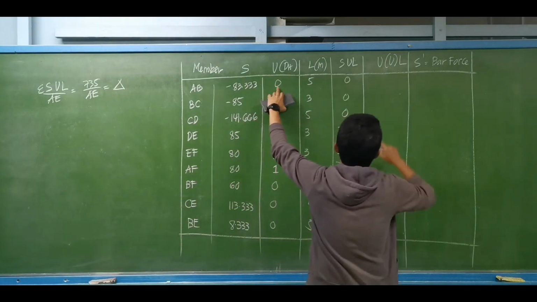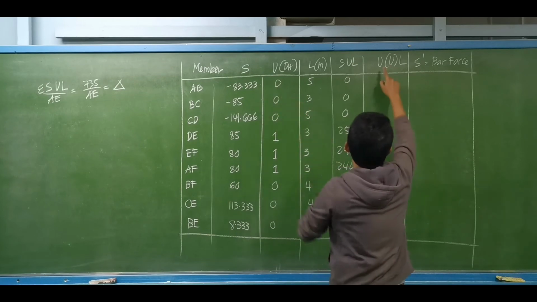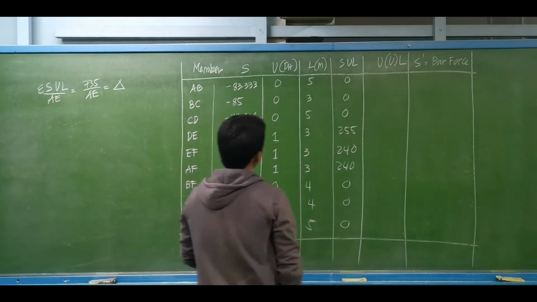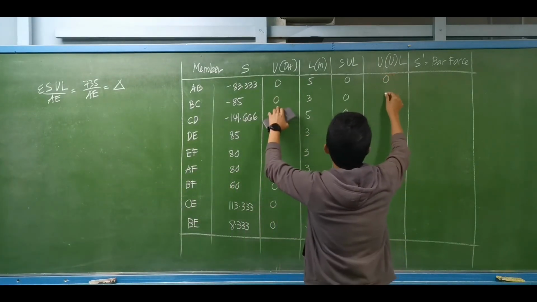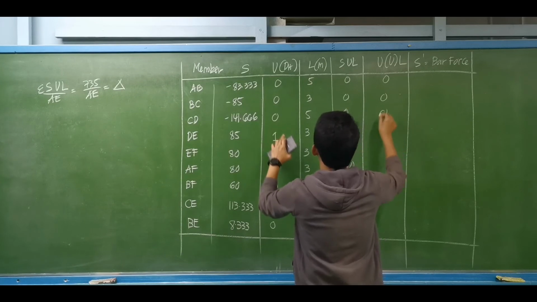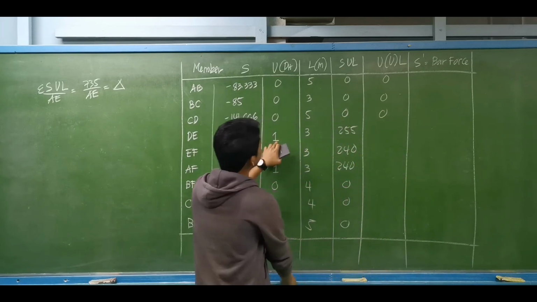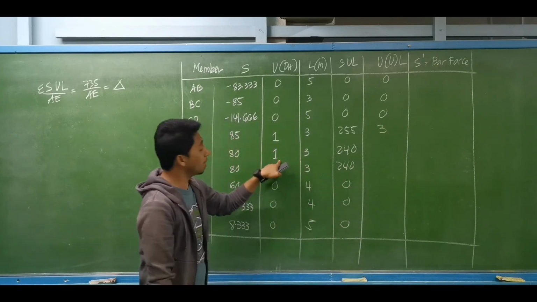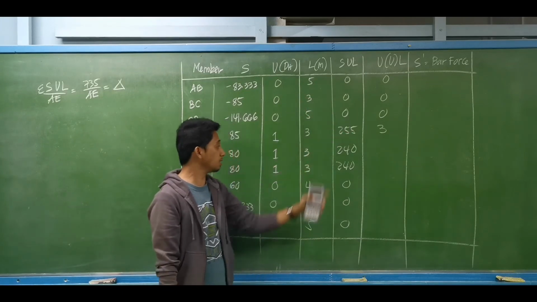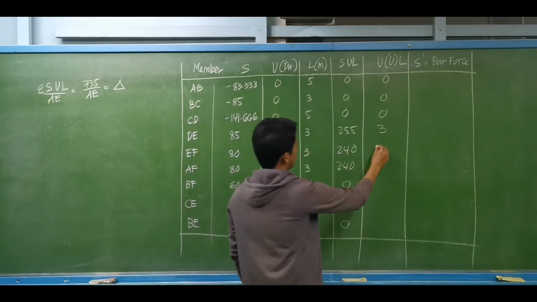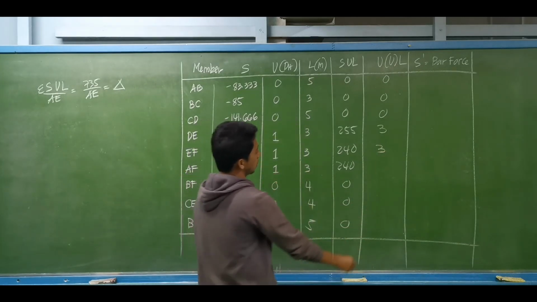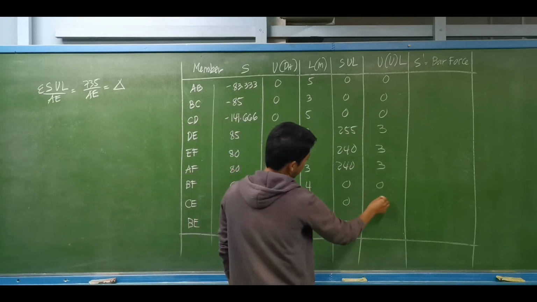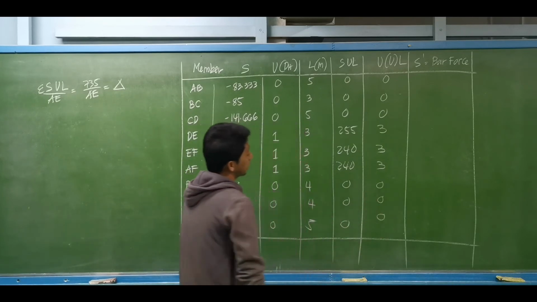So since we have the unit load, axial force due to unit load times the axial force due to unit load times the length of the bar. Since that is 0, this is 0. That is the same as 1 times 1 times 3, which is 3. That is u squared times the length: 1 times 1 times 3 is 3. This is 0, so these members will be equal to 0.